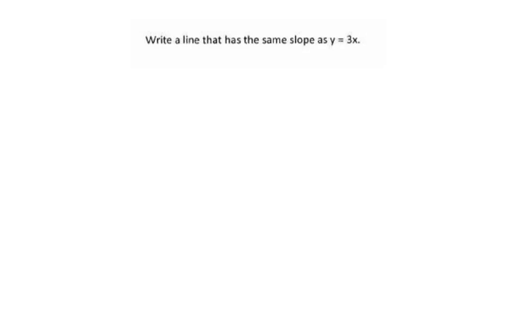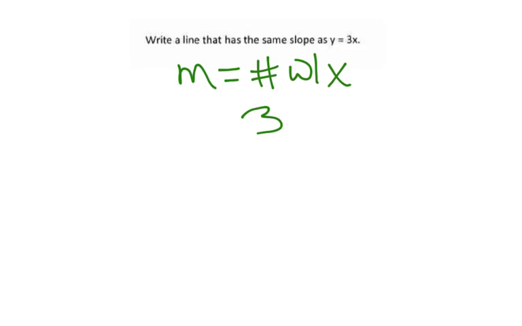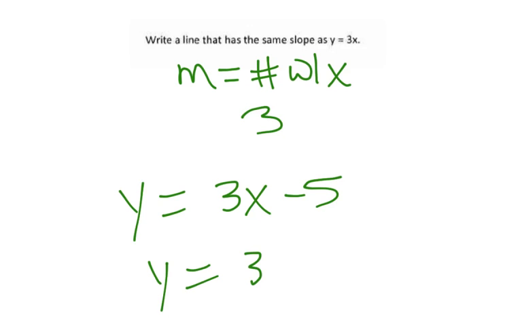Okay, so now it just wants you to write a line that has the same slope as y equals 3x. We'll start by figuring out what is the slope of this one. Slope is the number with x, and so for this one it was 3. So you can write any equation as long as 3 is in front of x. So y is equal to 3x minus 5 would be an example. Y is equal to 3x plus 8 would be another example. As long as you have a 3 with your x, it's good.